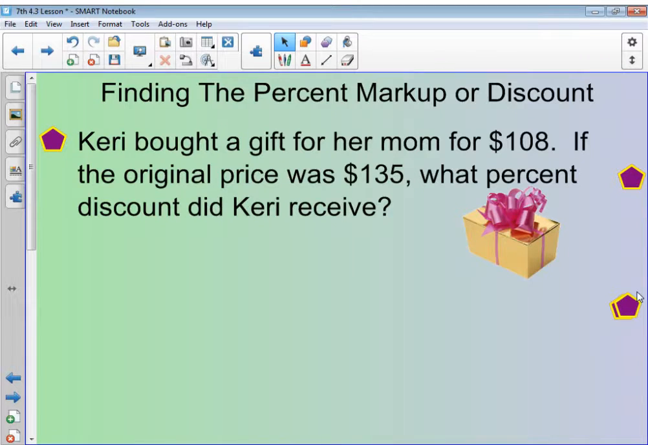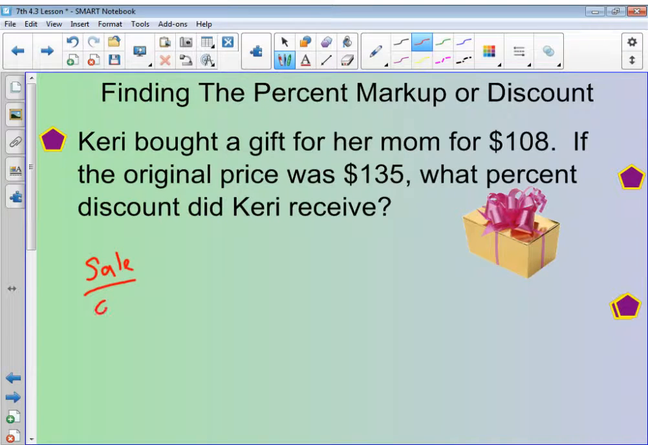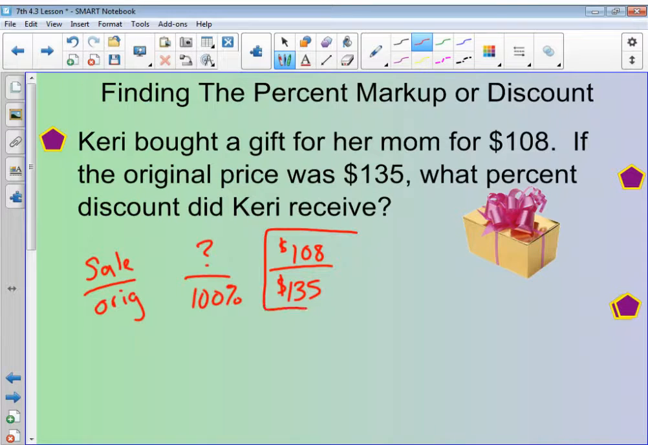Keri bought a gift for her mom for $108. If the original price was $135, what percent discount did Keri receive? Remember, it's sale over original. If you want to use the proportions, you can. We don't know the percent, but we know originally it was 100%. Keri paid $108 on the sale, and we know originally it was $135. We can cross multiply and divide, or we can just work off of this part and change the fraction into its decimal form. When I change it to a decimal, it gives me 0.8 or 80%.